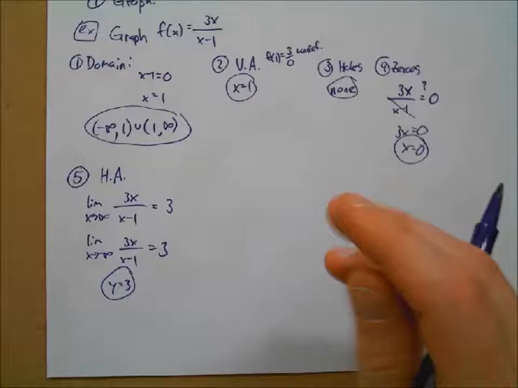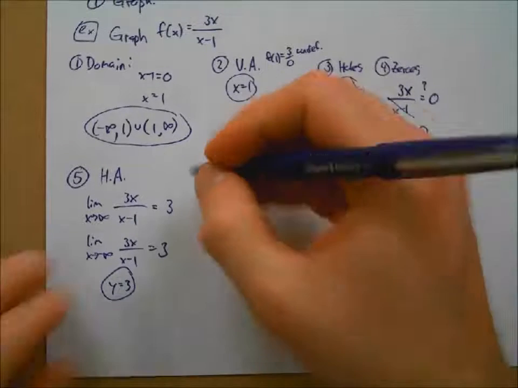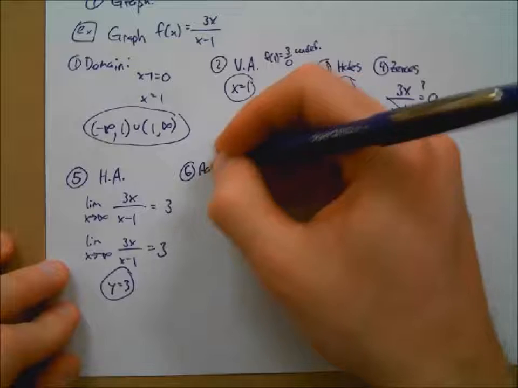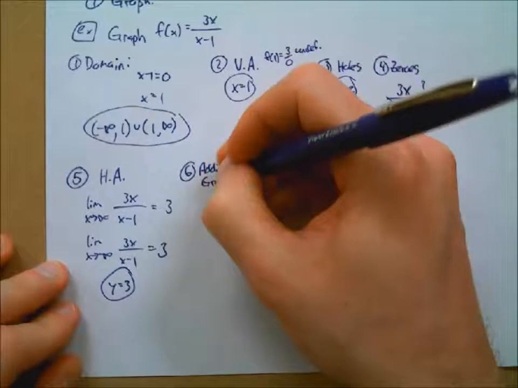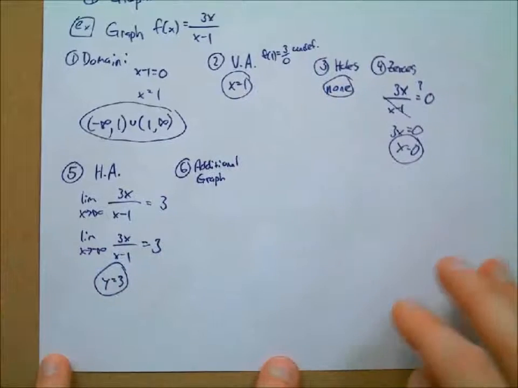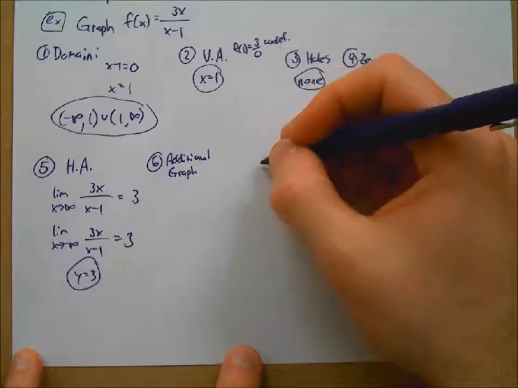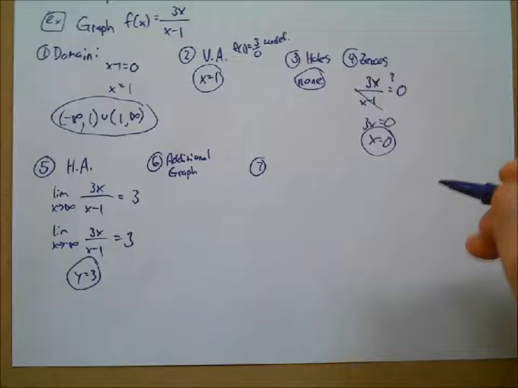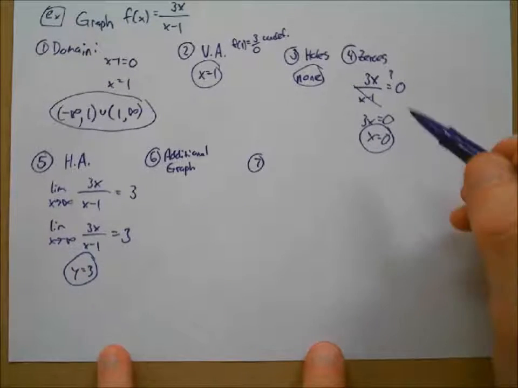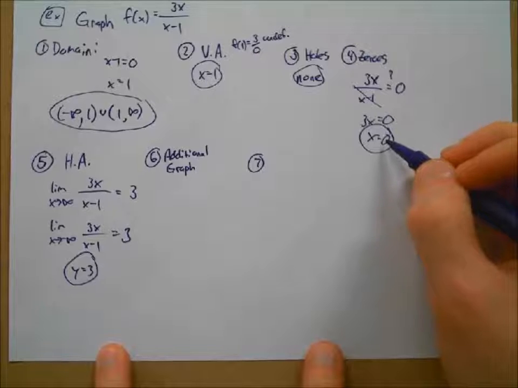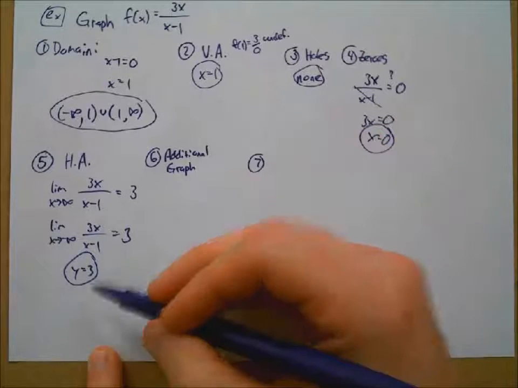And before I go into any additional points, I'm going to go to the graph and see if I need any more points than that. So I'm going to go ahead and graph it, and we'll see if I need more points. I see that I need x equal to 0 to show up, x equal to 1 to show up, and y equals 3 to show up.